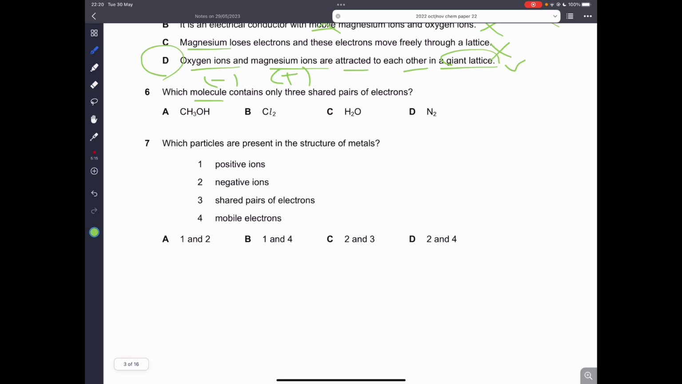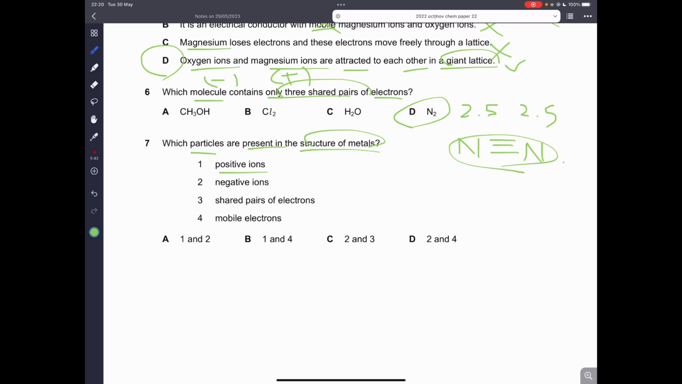Question number 6. Which of the molecules contain only 3 shared pairs of electrons? Well, it's obviously nitrogen, because nitrogen has 3 shared pairs: it is 2.5, and they're going to be sharing 3 electrons each. And that is something that you have to know by heart. Number 7. Which particles are present in the structures of metals?